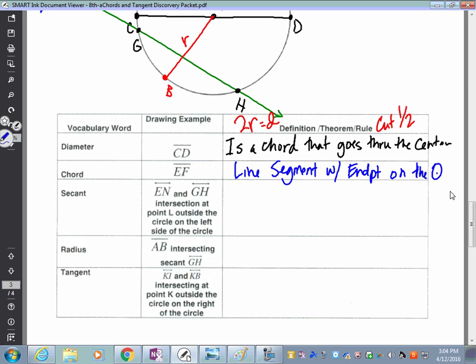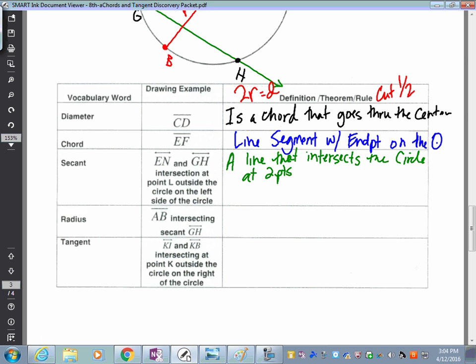Our secant, and that was my green line. A secant is a line that intersects the circle at 2 points. We have to have 2 points of intersection for a secant. So I'm going to let you get that added as well.